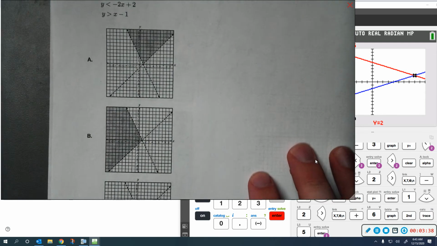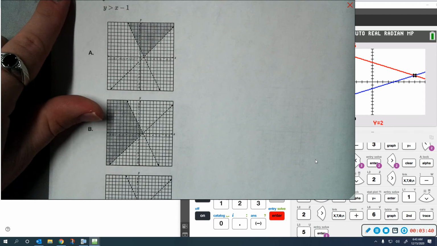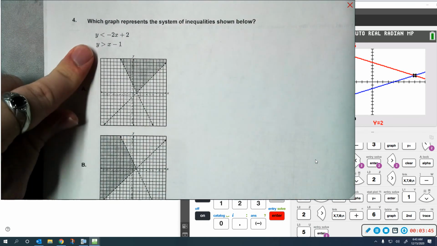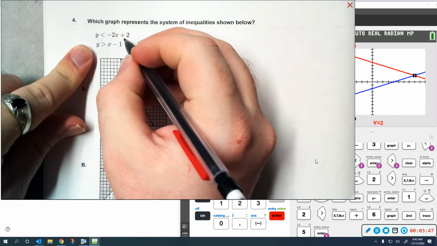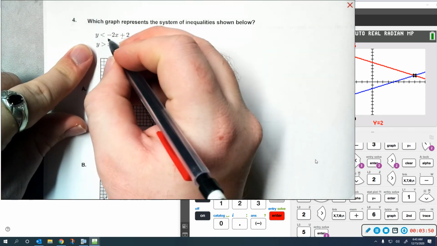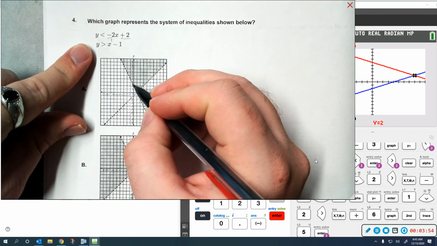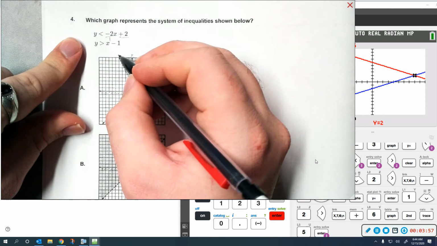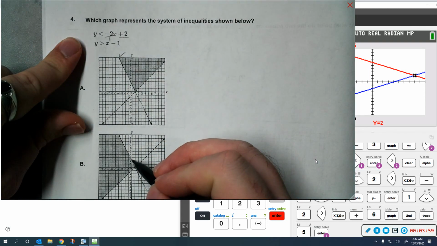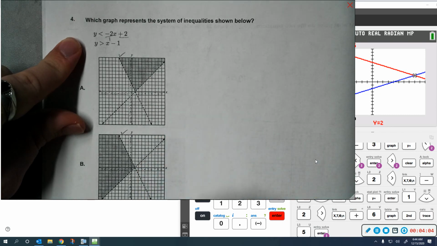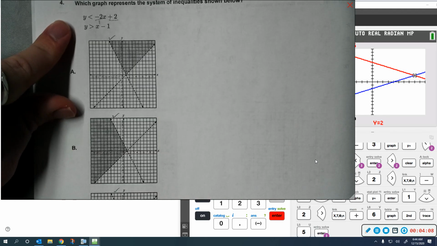Number 4, which graph represents the system of inequalities shown below? I'm just going to do this one by hand because they're both in slope-intercept form and I have graphs. So I need one that crosses at positive 2, that has a slope of negative 2 over 1. So positive 2, this slope down 2 over 1. All right, that line is good. That line's good too, and so are the others. So the first line checks out.